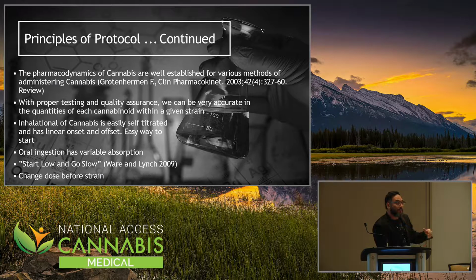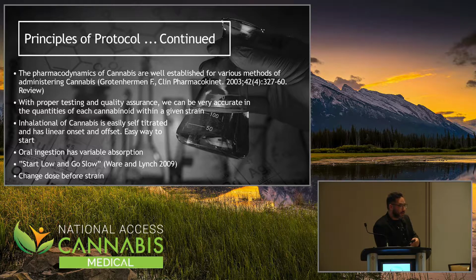And then we know with proper testing and proper assurance, and by the way, these are all the assumptions that went into creating the protocol, with proper testing and quality assurance, we can be accurate to the actual quantities of the different cannabinoids inside the strains, or chemotypes, chemovars, whatever you want to call them. I call them strains, it's just easier for myself. So within each strain, we now know with proper quality assurance and testing how much THC and how much CBD are in each one.